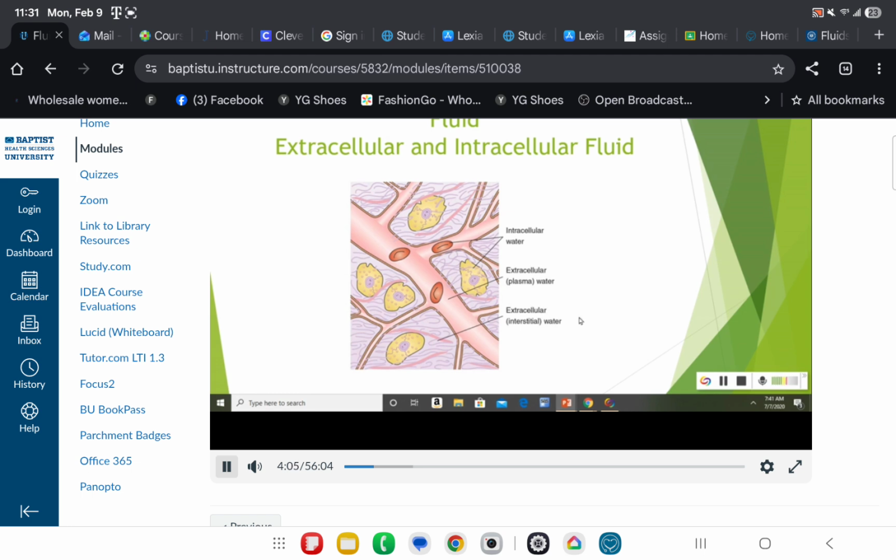Most of the fluid in the body is going to be in the ECF.